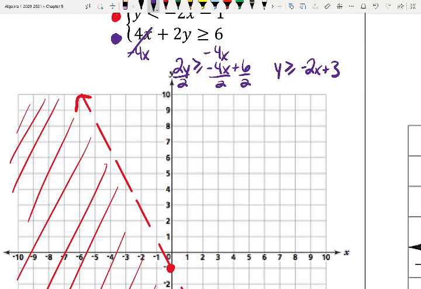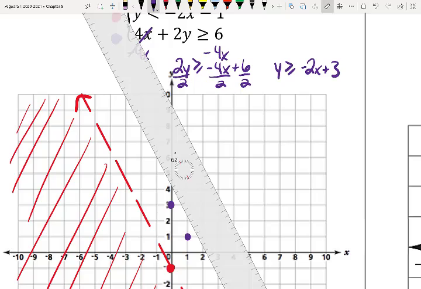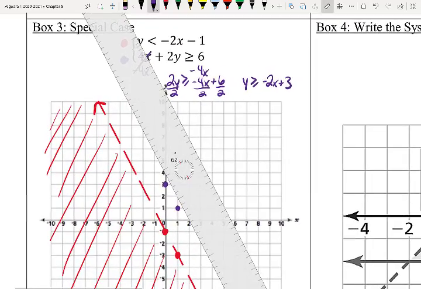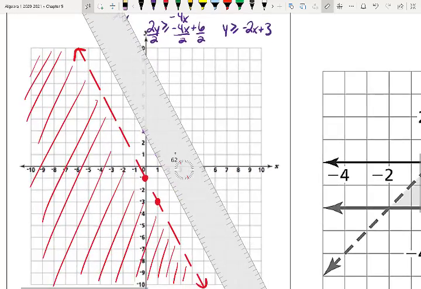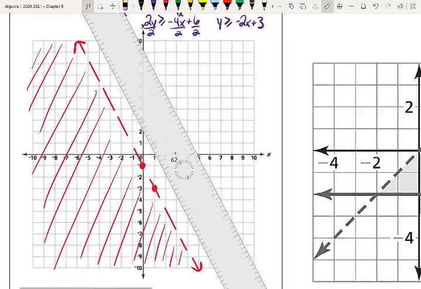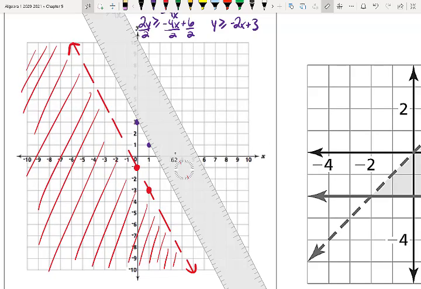So positive 3 is my y-intercept. My slope is negative 2, so down 2, right 1. I'll go ahead and grab my ruler, connect my dots, make sure my full graph can be seen. There we go. Line it up. This one is "or equal to," so it's going to be a solid boundary going between the two.